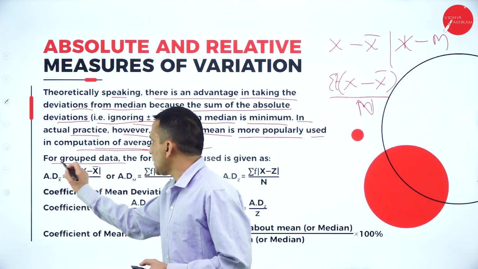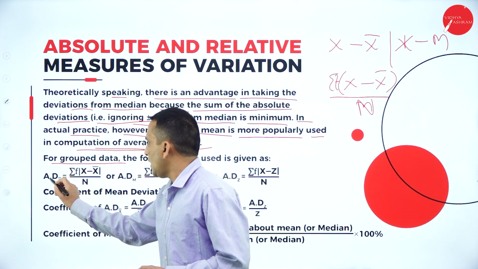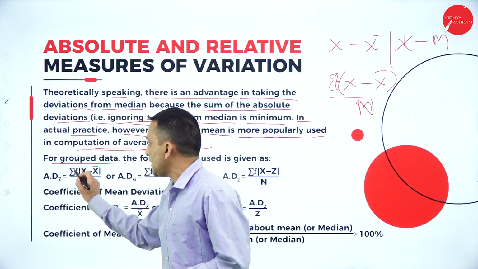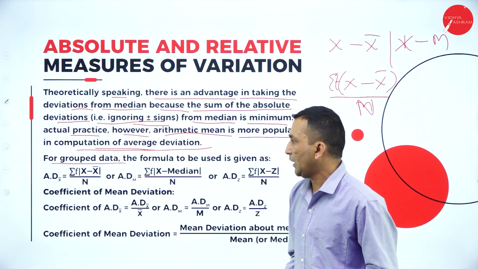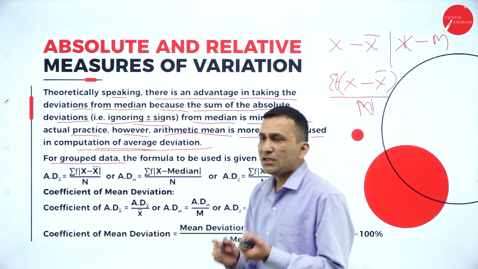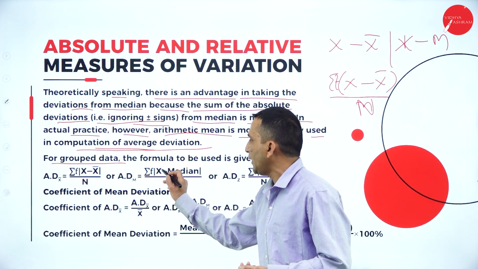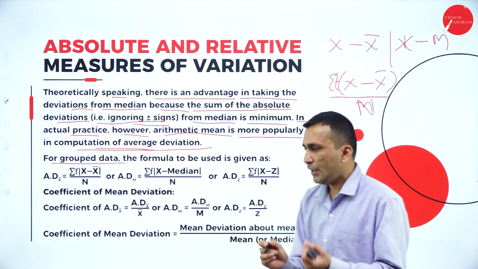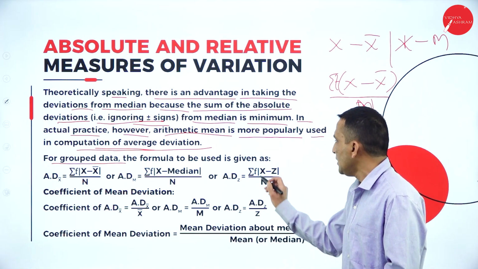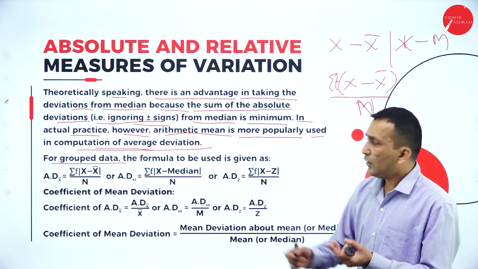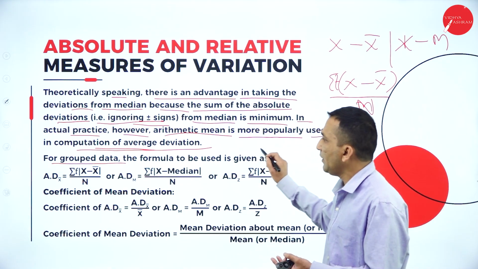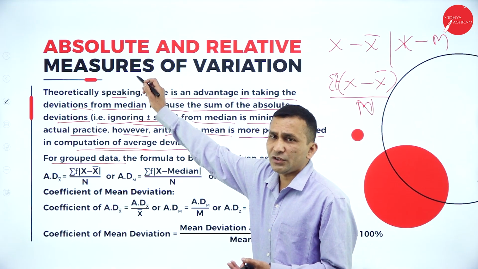So in this case, the grouped data is given: mean deviation of x bar is equal to sigma f into x minus x bar divided by capital N. In case of median, the same thing: sigma f into x minus median divided by N. In case of mode, it is sigma f into x minus z divided by N. Whatever is coming is related to the absolute measure.